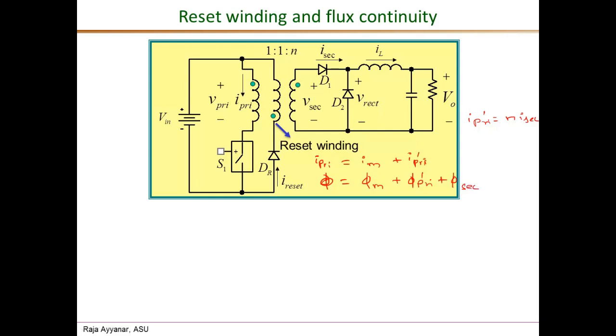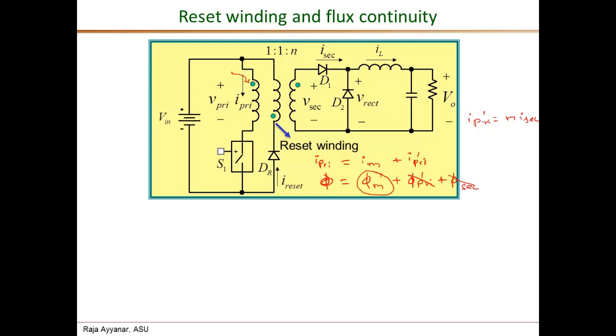And we know that this phi primary prime exists only to cancel the flux produced by the secondary current, so they cancel each other, and the flux in the core is only due to the magnetizing current component. And this is what corresponds to the energy stored, and this is what is responsible for forward biasing the reset diode as soon as the switch is turned off. So this Im was actually entering the dot at the instant when the switch S1 is turned off.